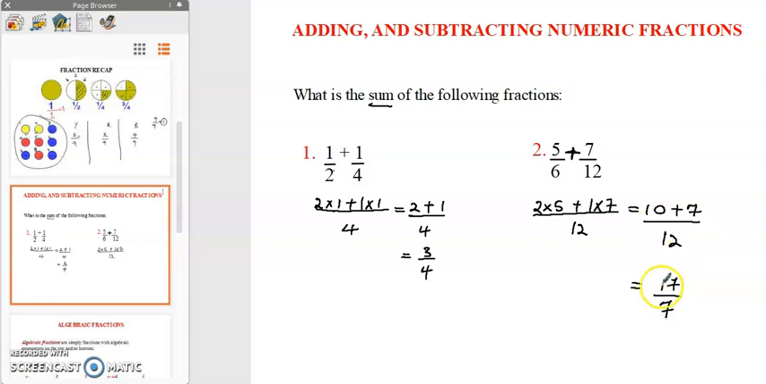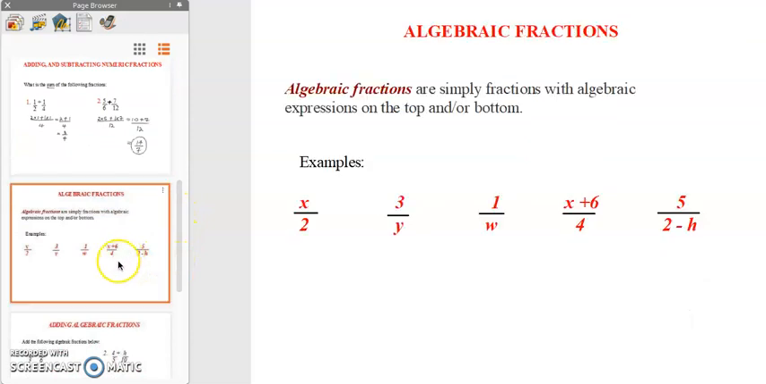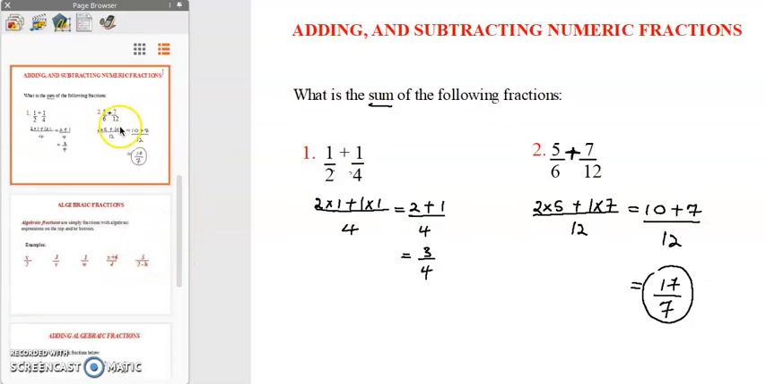And this is what you would call an improper fraction when you have the larger number at the top, but I'll do a future video to explain that. Right? So we leave it at this for now, but I'm going to do a future video to help you understand what improper fractions are and how we can change them to a different form of fraction. Alright, so these are numeric fractions, strictly numbers.